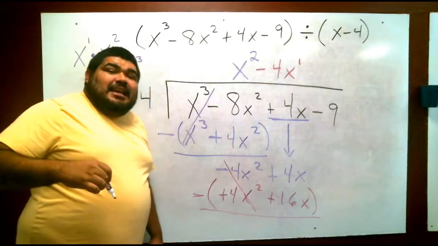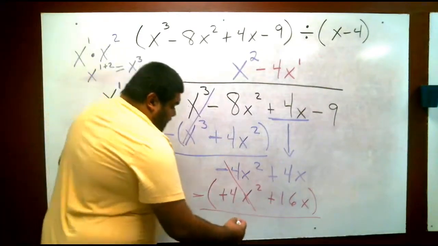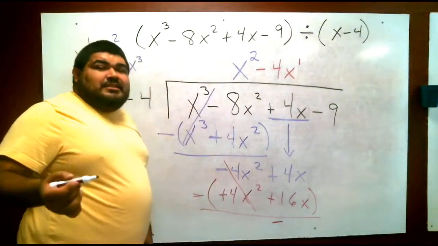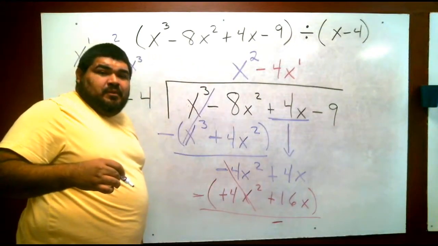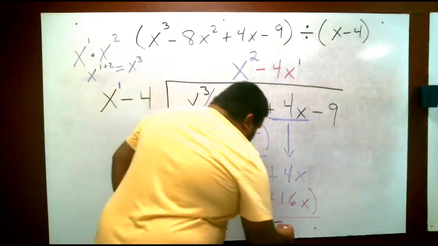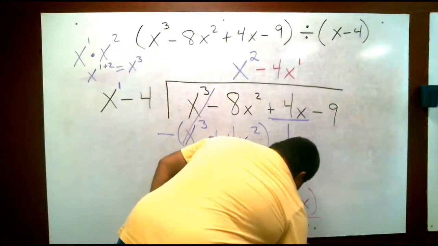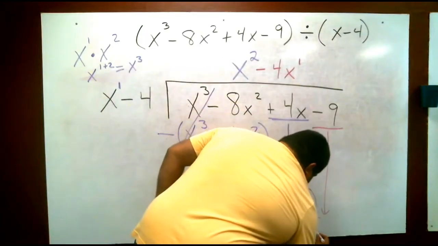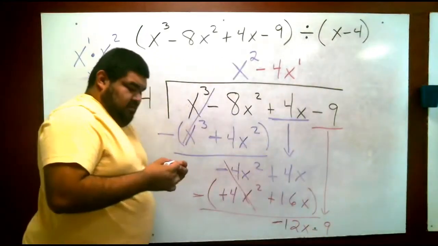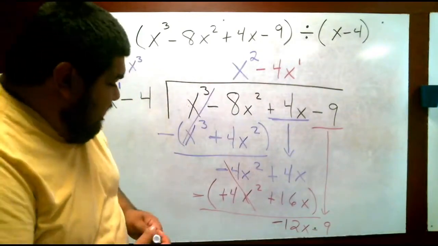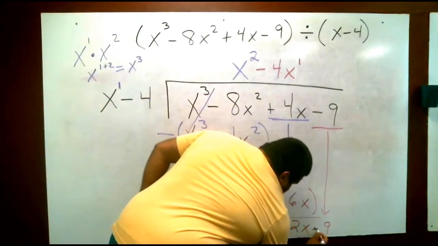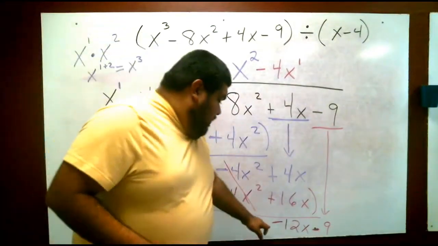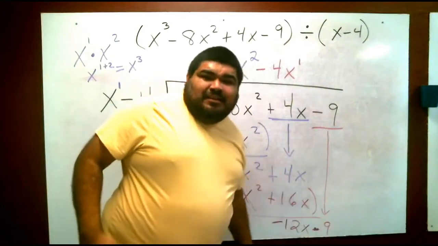Since 16 is negative, 16 is bigger. So we have minus 16 minus 4, which is 12, right? So we have 12x. And then we bring down our negative 9. Okay? So minus... the screw there. Kind of looks like it's multiplying. It's just negative 12x minus 9.